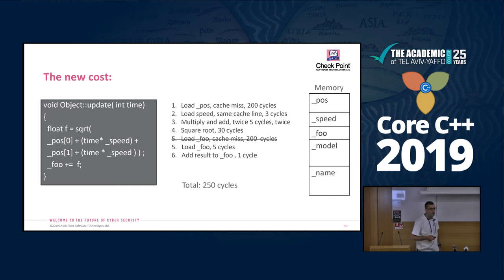Yes? The question was, did I use perf to measure it? No, it's intuitive. Even the cycles are not real, they're just approximations. But yes, this would be faster. That's definite.